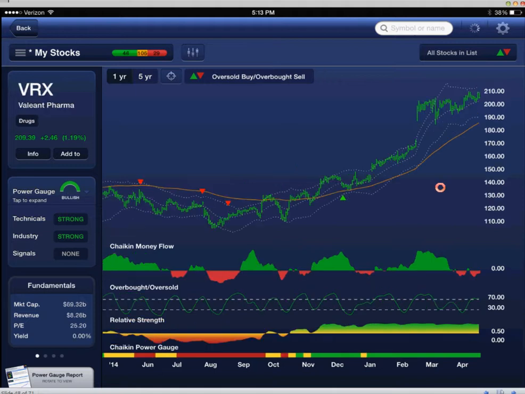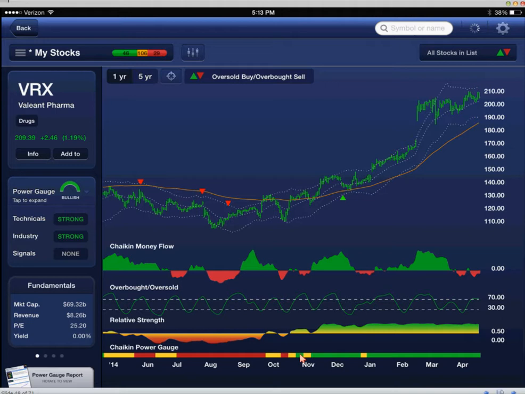Then we look at Valiant, also a takeover target. Einhorn, hedge fund manager, another pharmaceutical stock trying to buy Valiant. Power gauge rating had been bearish, and the overbought sell signals actually were working until Einhorn and his drug company partner accumulated big positions in the stock. So the power gauge turns bullish.